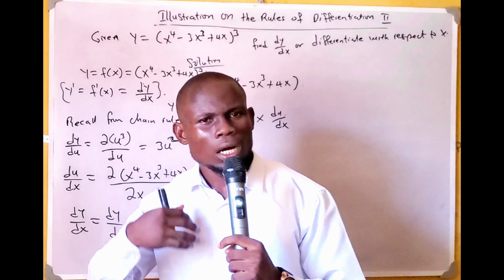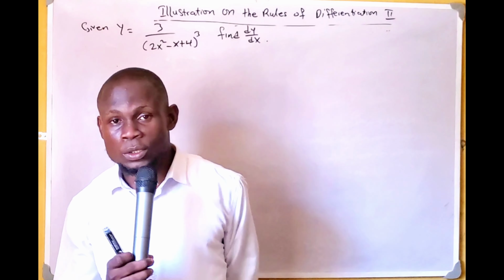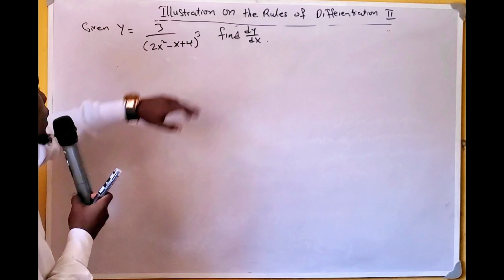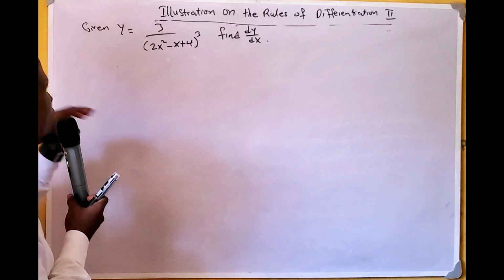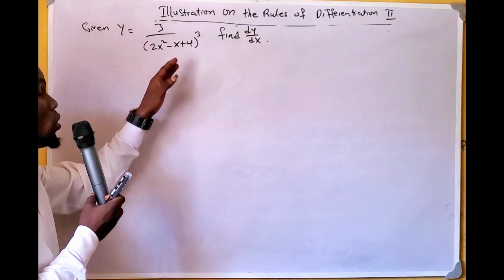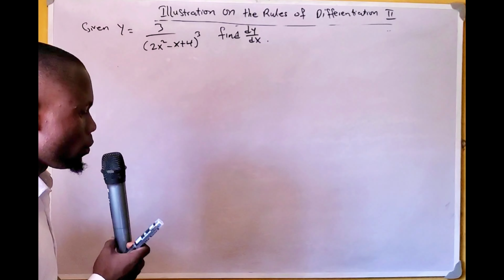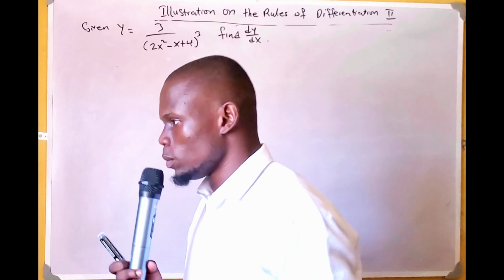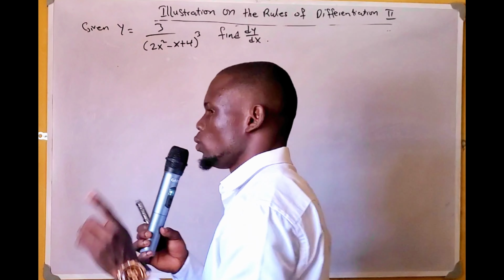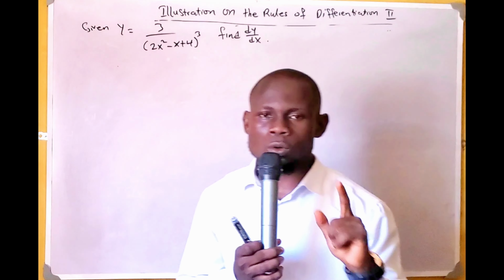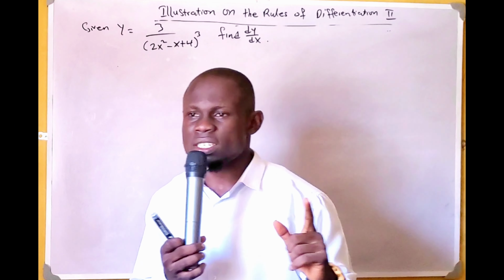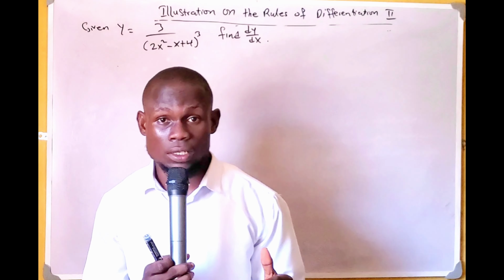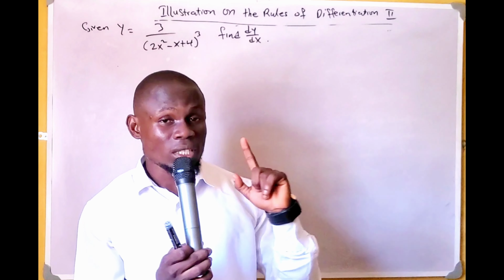Let's look at further examples. The question we're given here is this. We are asked to find dy/dx given y equals 3 divided by (2x squared minus x plus 4) raised to the power 3. Now, when we have something of this nature, very many times we are dealing with what? Quotient rule. But this is not a quotient rule question, in the sense that what we're having as our numerator here is not a function of x, it's a constant.